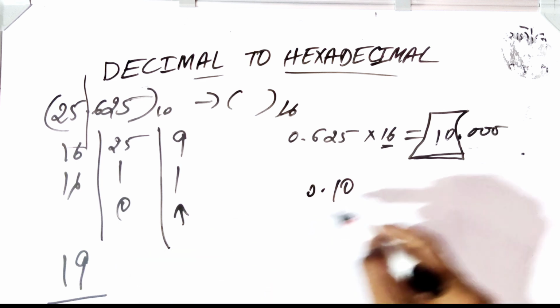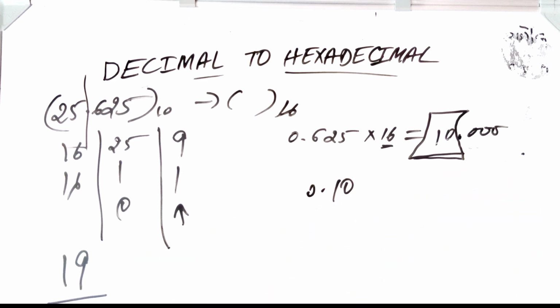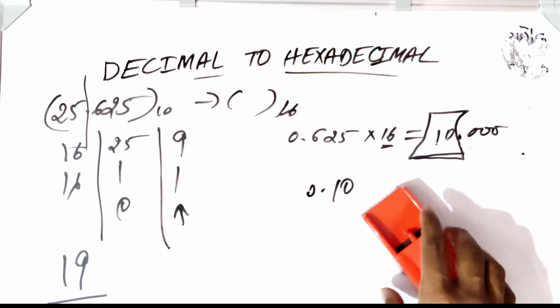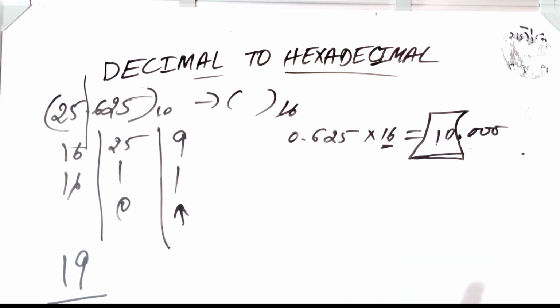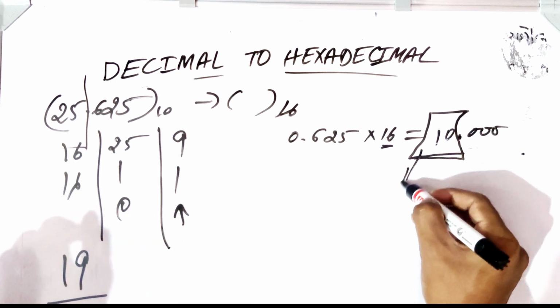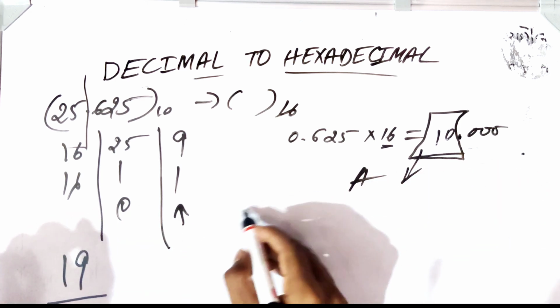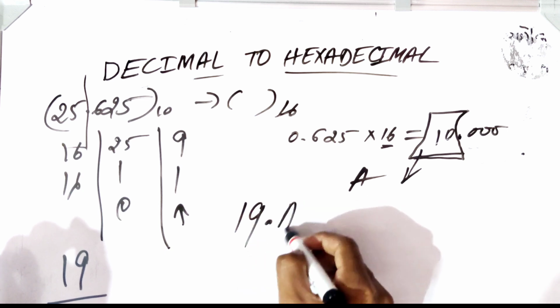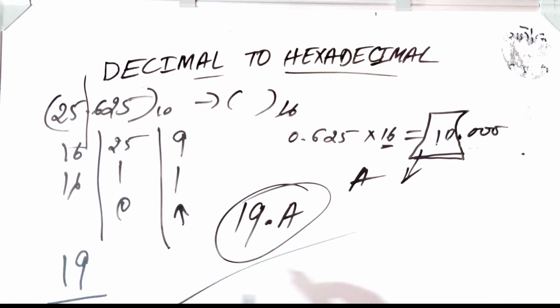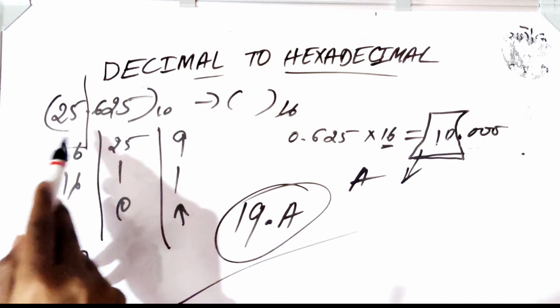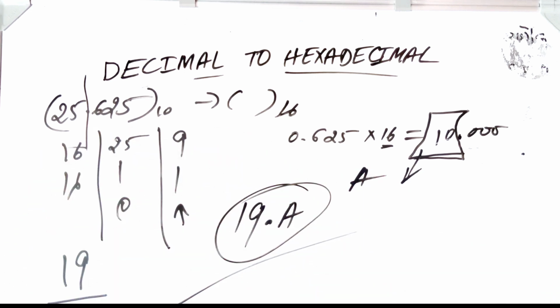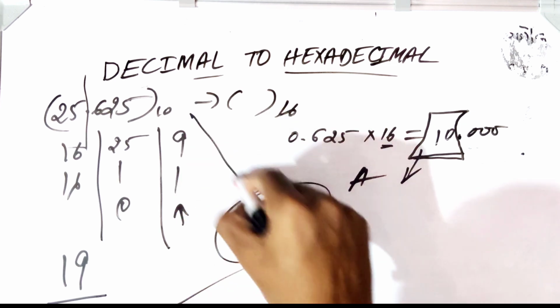Now I cannot write 10 as a hexadecimal digit. 10 is written in hexadecimal as A. So the final answer here is 19.A, which is the hexadecimal value of 25.625 in decimal. So this is the hexadecimal value of this.